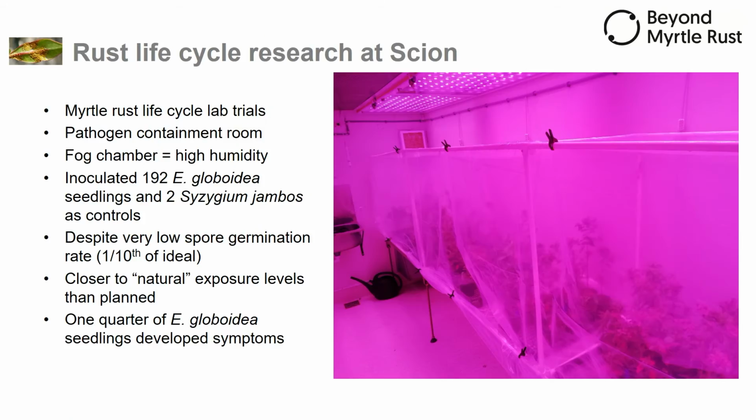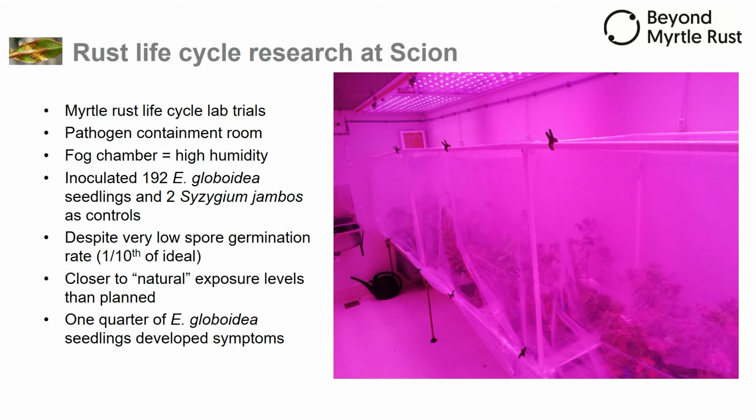Bay of Plenty. Myrtle rust life cycle research trials were undertaken at Scion earlier this year within our pathogen containment facility room, which is a type of fog chamber. 192 seedlings of Eucalyptus globoidea were inoculated, along with control Syzygium jambos trees. Despite a very low spore germination in this particular trial, which was about 1/10 of what we were aiming for, 1/4 of all the globoidea seedlings developed symptoms.